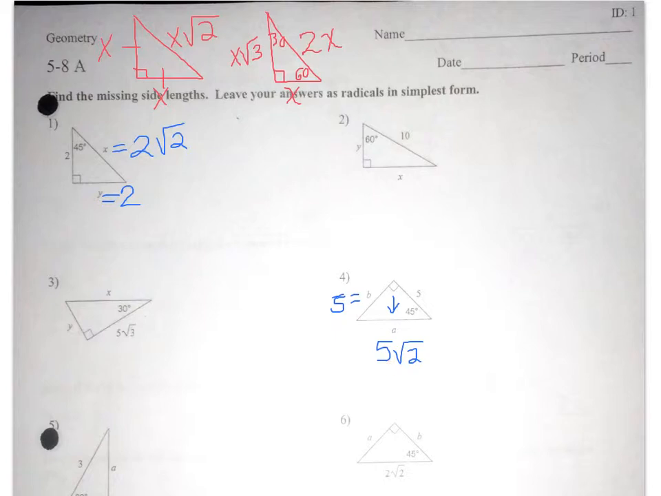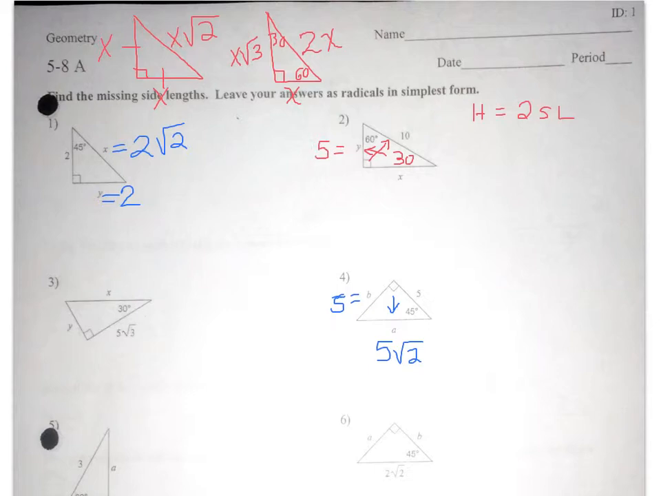Now in problem number 2, it's a little different because it's a 30, 60, 90. The 30-degree angle is at the bottom, which means that across from the 30 is the short leg. Across from the right angle is the hypotenuse. As we know, the hypotenuse is twice the short leg, which means that if the hypotenuse is 10, then the short leg, which is y, is half of 10, and half of 10 is 5. So the hypotenuse is 10, the short leg is 5.